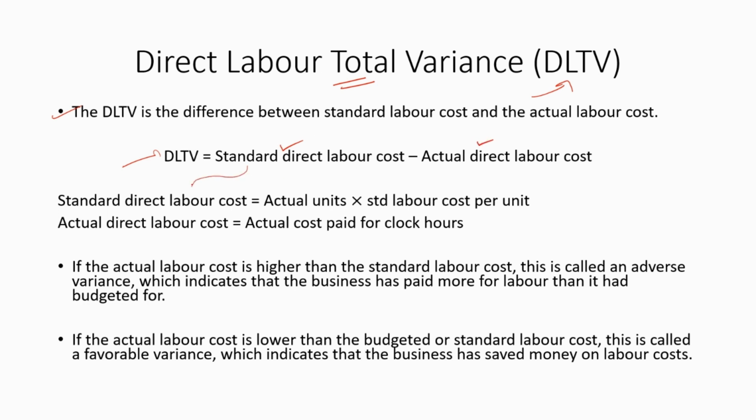This is how we can calculate the standard direct labor cost: actual units multiplied by the standard labor cost per unit. An important thing to note is that actual direct labor cost is equal to the actual cost paid for clock hours. If the actual labor cost is higher than the standard labor cost, this is called an adverse variance, which indicates that the business has paid more for labor than it had budgeted for. If the actual labor cost is lower than the budgeted or standard labor cost, this is called a favorable variance, which indicates that the business has saved money on labor costs.